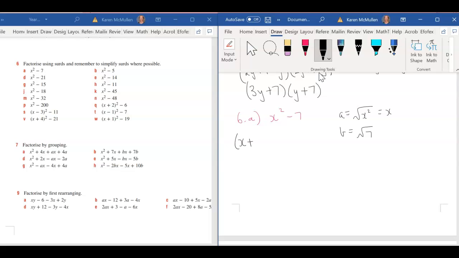But it's the same deal. A plus b, which is x plus the square root of 7, and then a minus b, so x minus the square root of 7. Let's do another one.